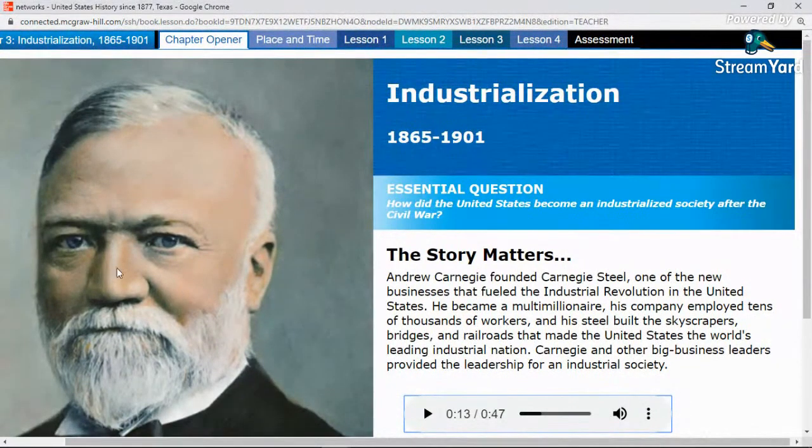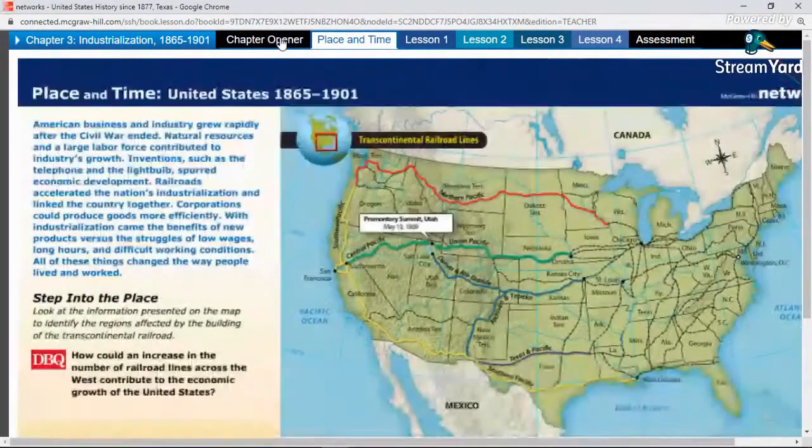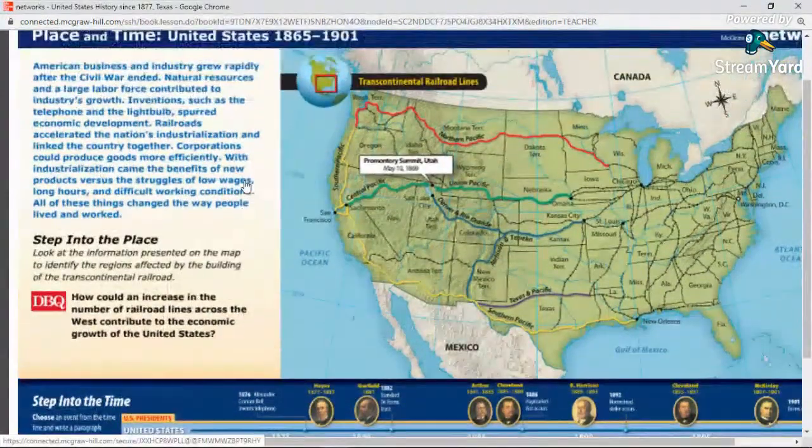But here we start with a picture of Andrew Carnegie, who founded Carnegie Steel. And he's one of the great businessmen, the tycoons of the Industrial Revolution in the United States. He became a multimillionaire and employed a whole lot of people. And this is where America starts moving into more of an industrial society rather than an agricultural one.